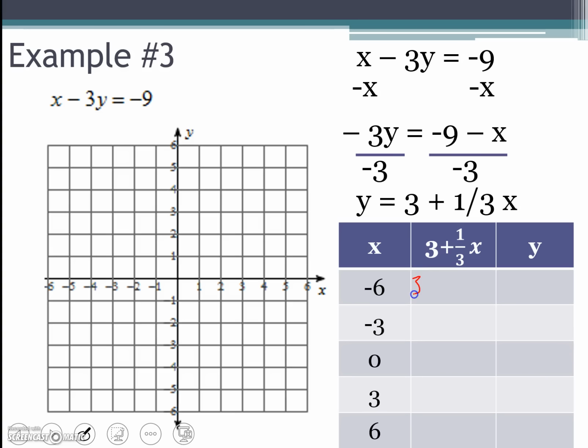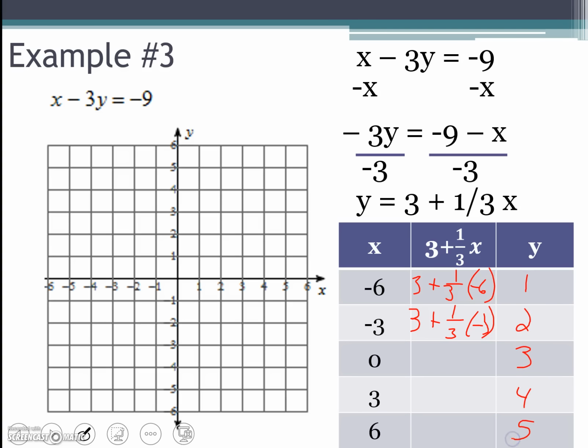So we'll have 3 plus 1/3 times -6. If I multiply 1/3 times -6, I'll get -2. -2 plus 3 is 1. Then I'm going to repeat that next process, or next problem. I'll have 3 plus 1/3 times -3. Well, -3 times 1/3 is -1. -1 plus 3 is 2. If I were to continue this, I would get 3, 4, and 5.